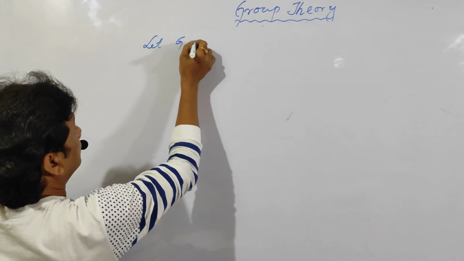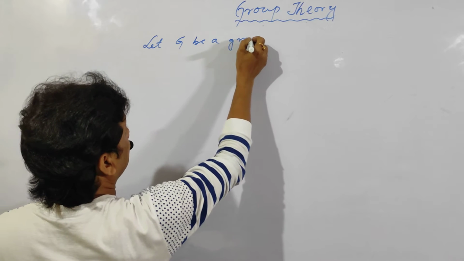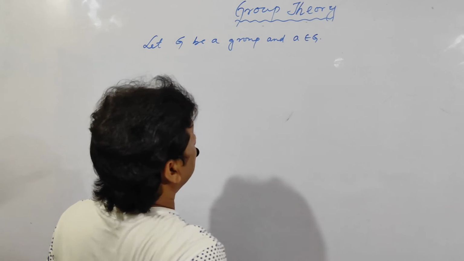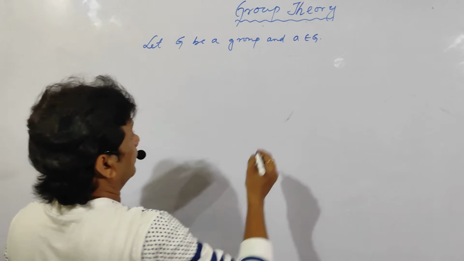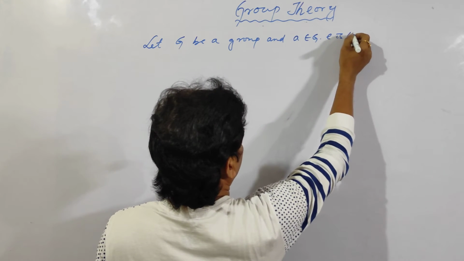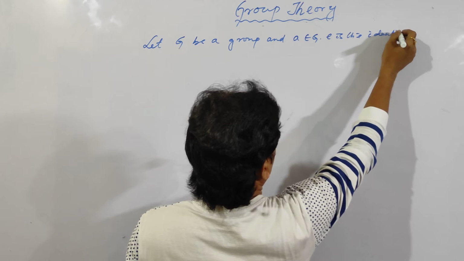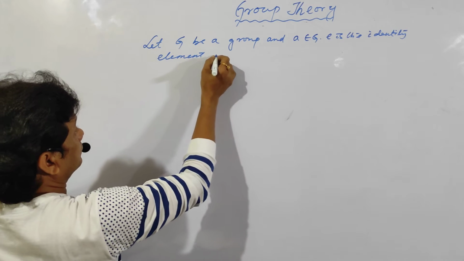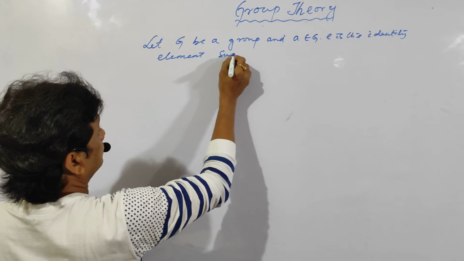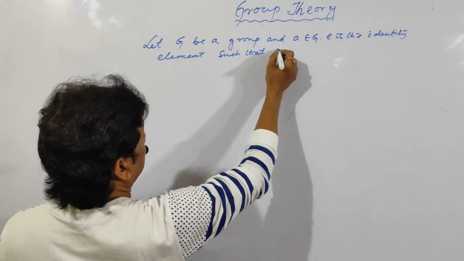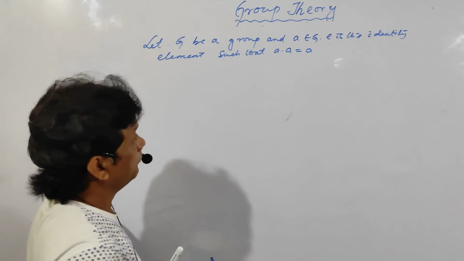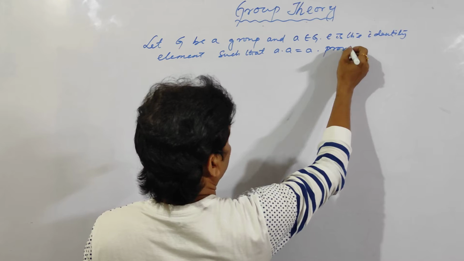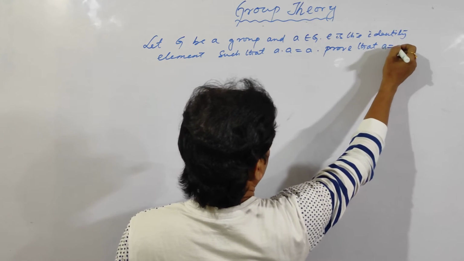Let G be a group and a belongs to G. That means a is any element of the group G, and e is the identity element, such that a into a is equal to a. Now prove that a is equal to e.